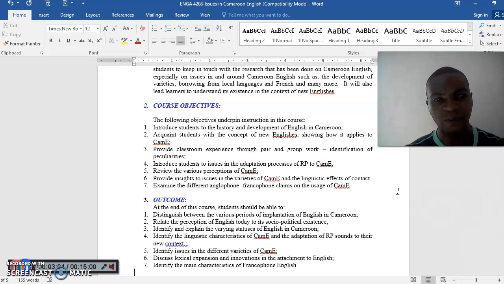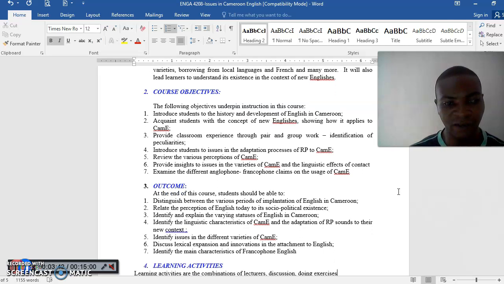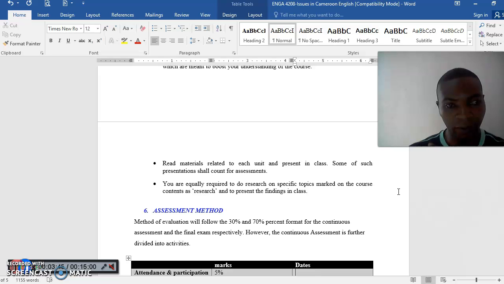We'll also in this course be looking at issues in varieties of Cameroon English and the linguistic effect of contacts. And then lastly, we'll examine different Anglophone, Francophone claims on the usage of English. You would have been aware that in Cameroon, most people, either Anglophones or Francophones, will claim that we speak English better than this one. We'll have to look at those claims based on what people have investigated and written on it. So we also have the outcomes here, which I want you to read. Read the outcomes.